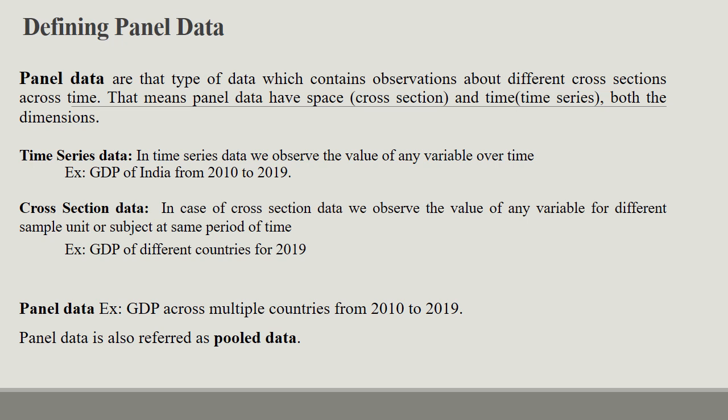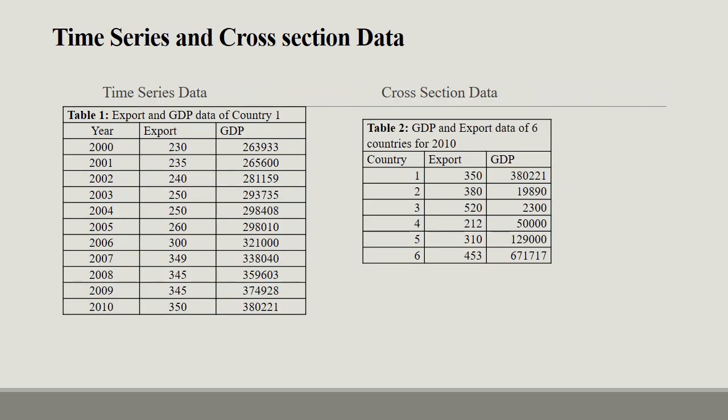Now if we combine these two kinds of data, that is time series as well as cross section, we will be getting panel data. Just take this same example, GDP across multiple countries from 2010 to 2019. That means in case of panel data, we are just pooling time series and cross section data together. That's why panel data is also referred to as pooled data.